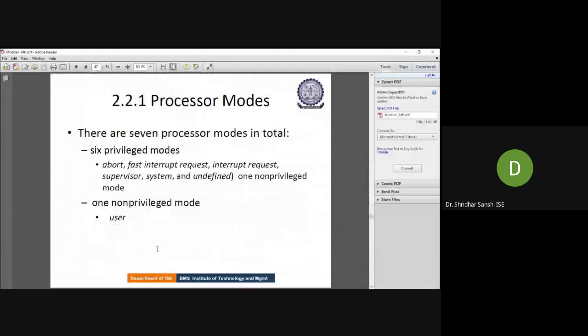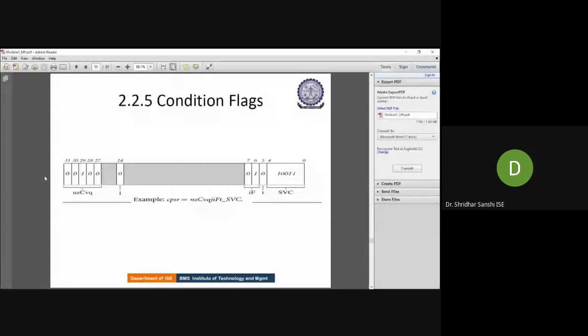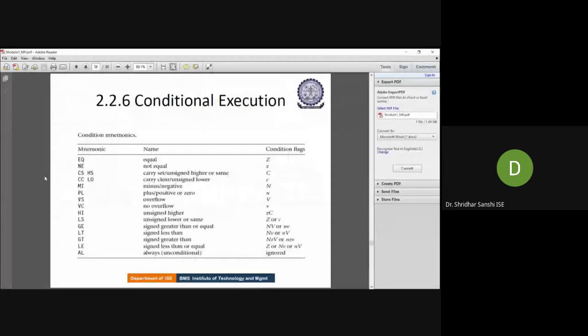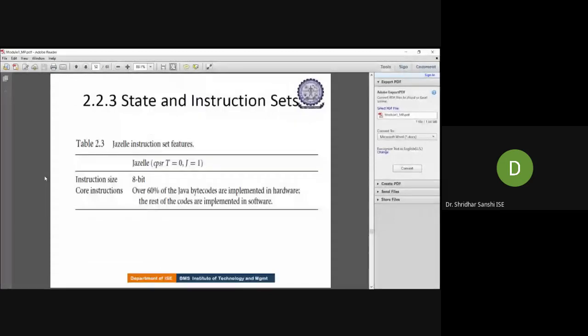The next class. Okay. So what is remaining in the CPSR state? Only the conditional flags and conditional execution. I will explain these conditional flags in the next class.